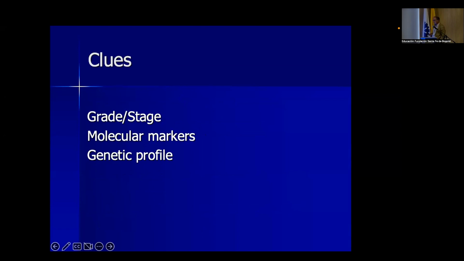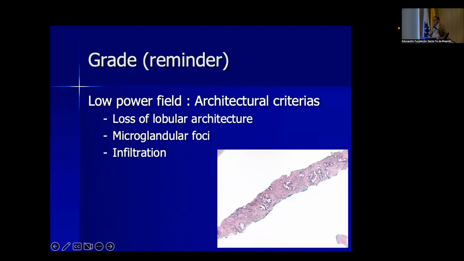So we have three types of clues. The first one is the purely histologic grade and staging. Then molecular markers, as we talked about already, like Decipher, and the genetic profile of the patient. We start with the histology, and this is just a reminder because you probably know that.